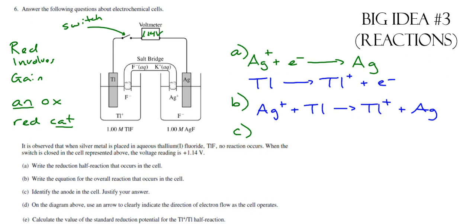What is oxidation? Oxidation involves loss, right? Oil. Well, which one's losing? That's loss. So this must be the anode. And the anode is the actual piece of metal. So this one has to be the cathode.